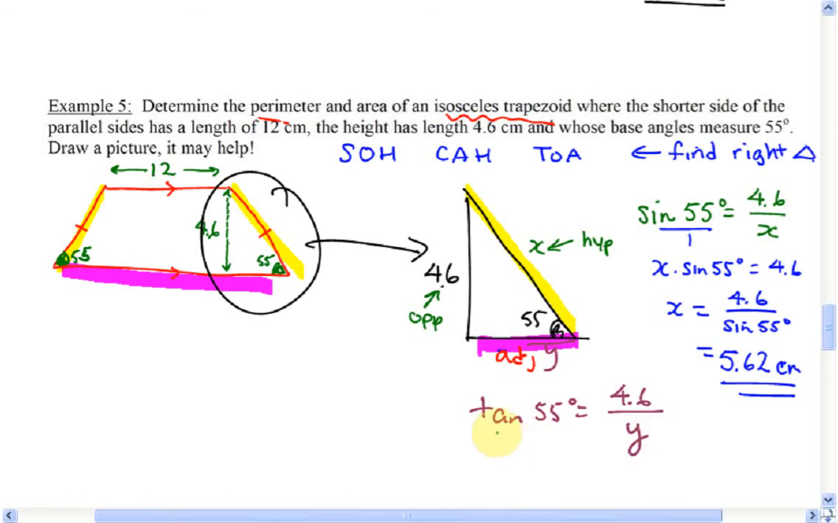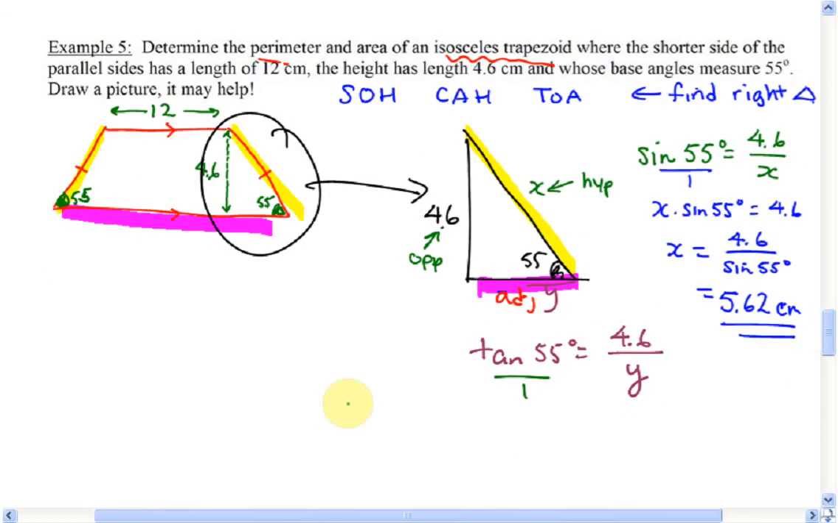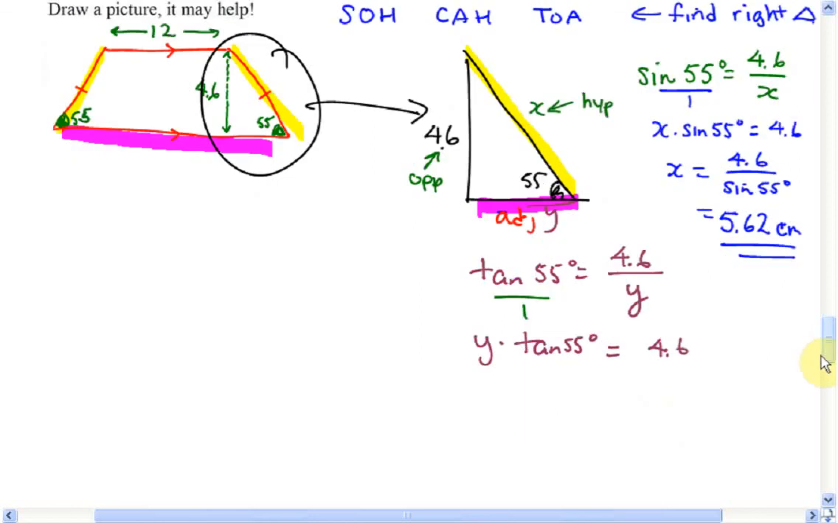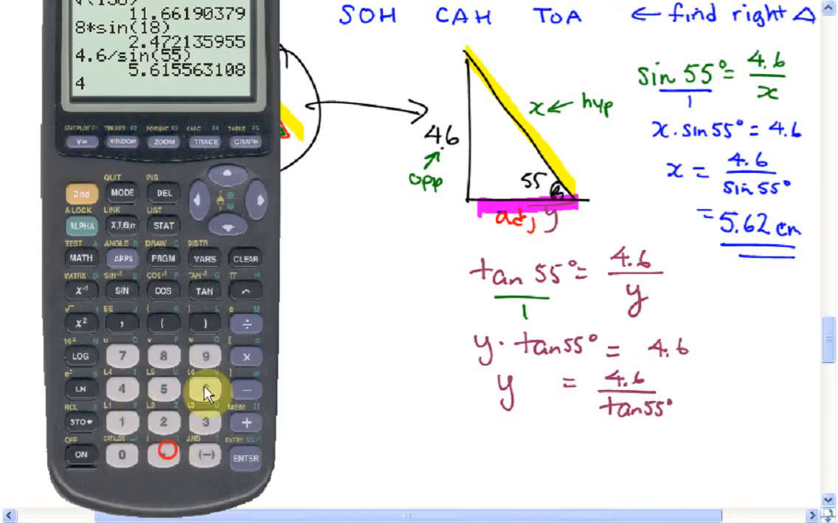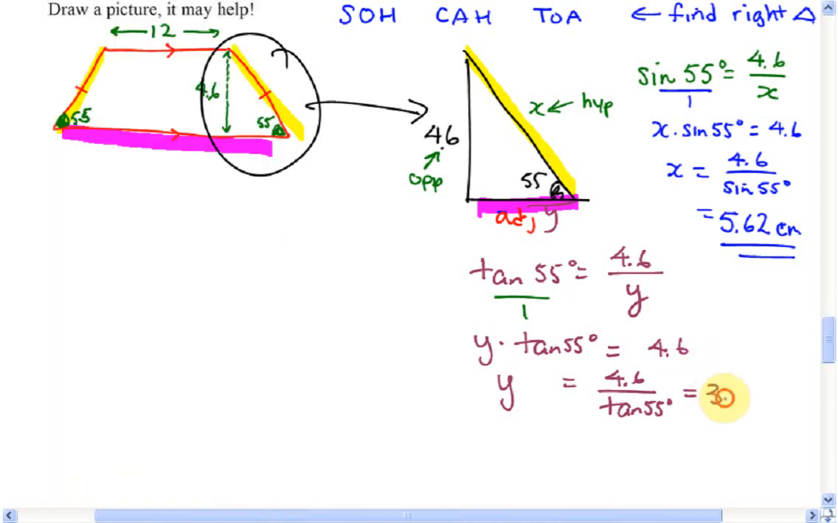You could find the angle on the top, but we don't need it, because you're just looking for the lengths right now. We'll cross multiply. We'll get y times tangent 55 equals 1 times 4.6. And then we'll solve for y by taking the 4.6 and dividing that by tangent 55. Calculator time, 4.6 divided by tan 55. 3.22 is what I got for y. Now, ladies and gentlemen, this is a very good start.